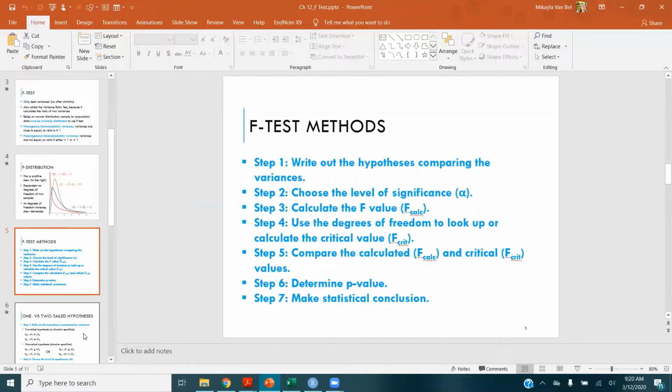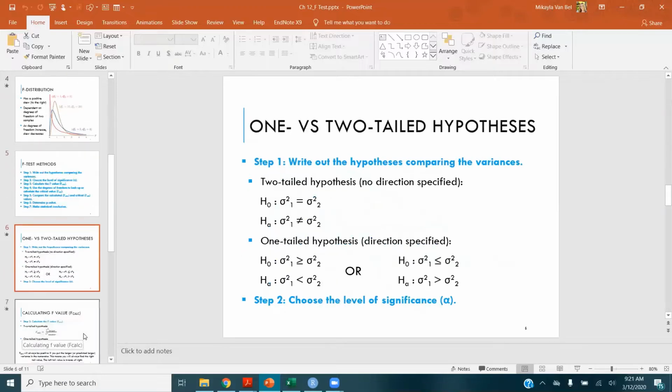For standalone F-tests, you can also come to a biological conclusion, but in this lab, we will only be using the F-test as a pre-test for other statistical tests. Let's break down each one of these steps.